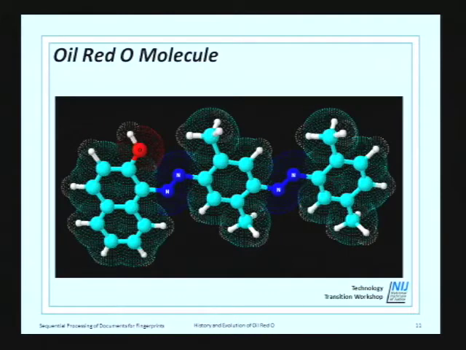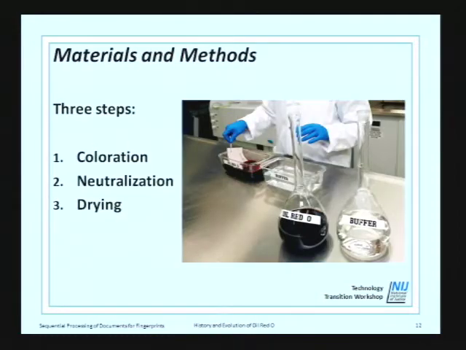So here we got the molecule. You got the nitrogen bond that I was talking about. The method is pretty simple. You got 3 steps. That's straightforward. You got coloration, neutralization, drying. That's it. That's all. That's interesting because you don't want to have a lot of steps to do. You want to have something that is short and neat.